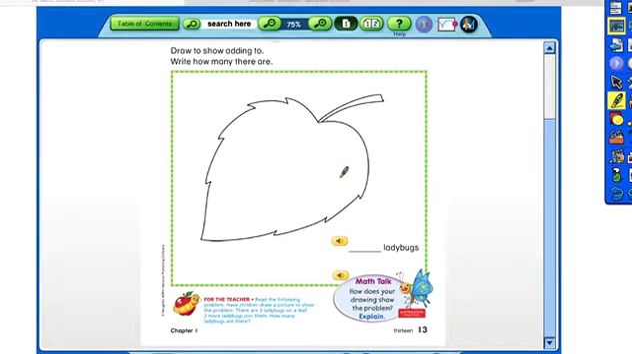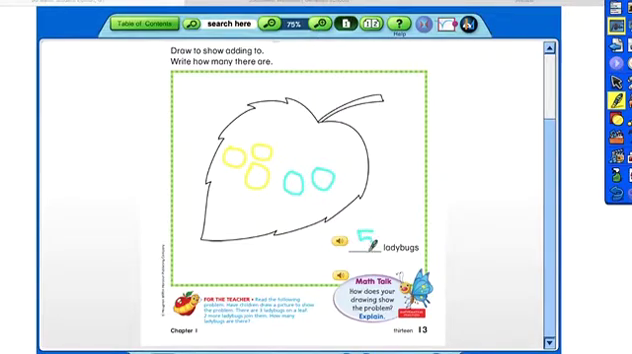They'd like us to go ahead and on this big leaf draw 3 ladybugs. So I'm going to draw circles to represent or to stand for each ladybug. 1, 2, 3. Now it says that 2 more ladybugs join them. So I'm going to draw 2 more ladybugs. 1, 2. How many ladybugs are there now? Well, let's count them. 1, 2, 3, 4, 5.